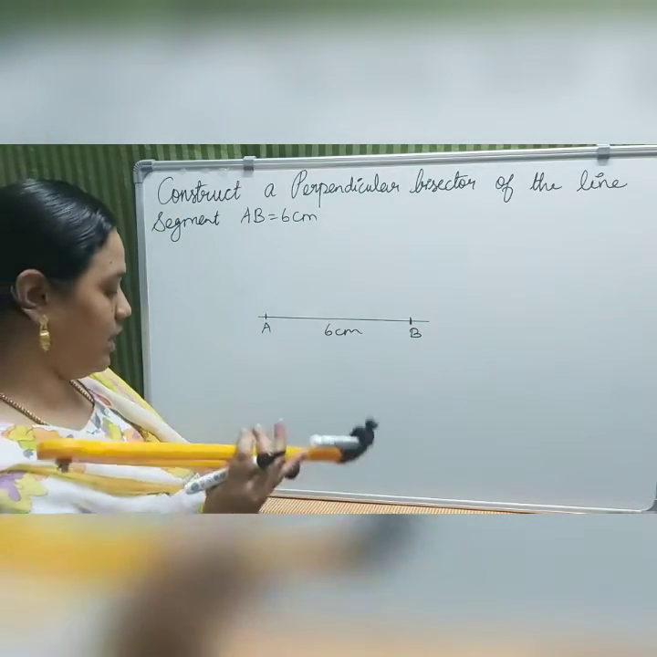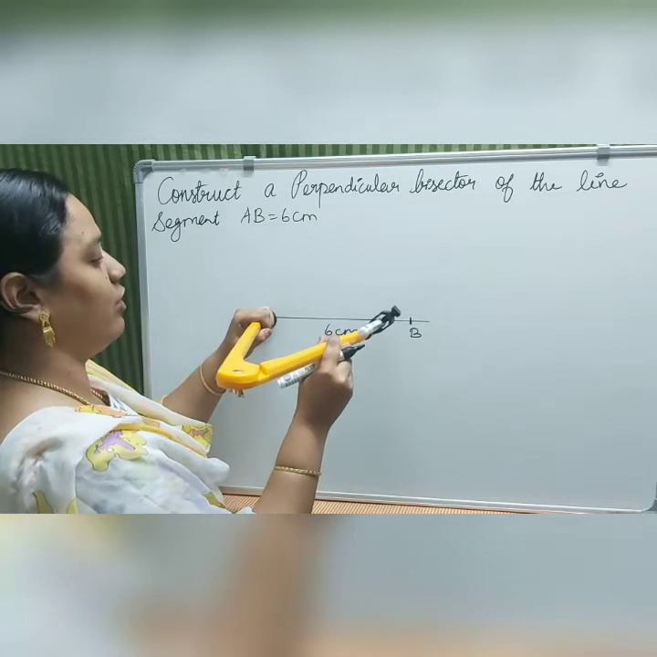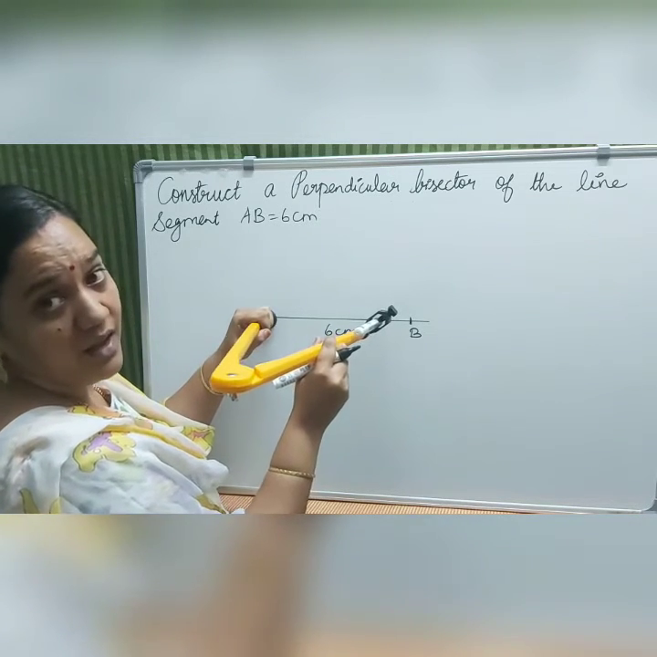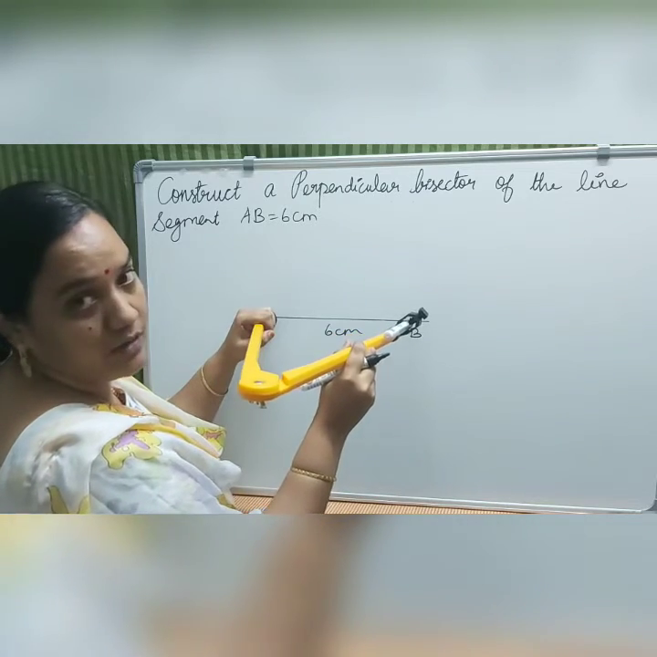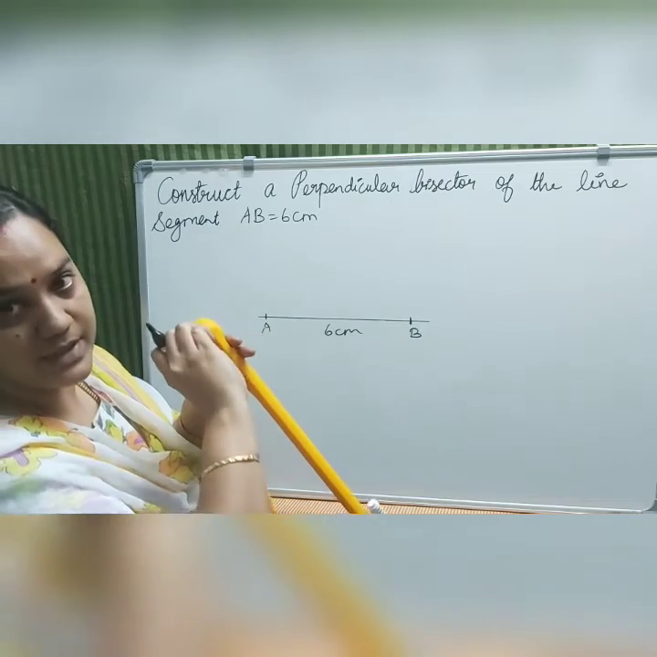Okay, is it clear? So now I am keeping my needle on A and I am taking more than half, a little more than half, but not the full AB. Okay, take a little less than AB and you can tighten your compass.